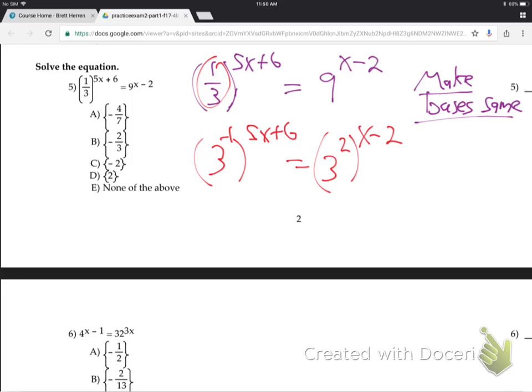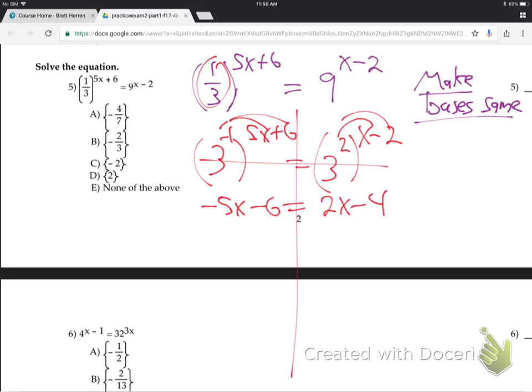Okay. Now, this power is going to go here, and this power is going to go there. And you can get rid of the 3's now. Once the base is the same, you set the powers equal. So -1, well, I'll just distribute it here. What's that? -5x minus 6 is 2x minus 4. Am I going too quick? Everybody see what happened there? Just distributed that -1 through and the 2 through.